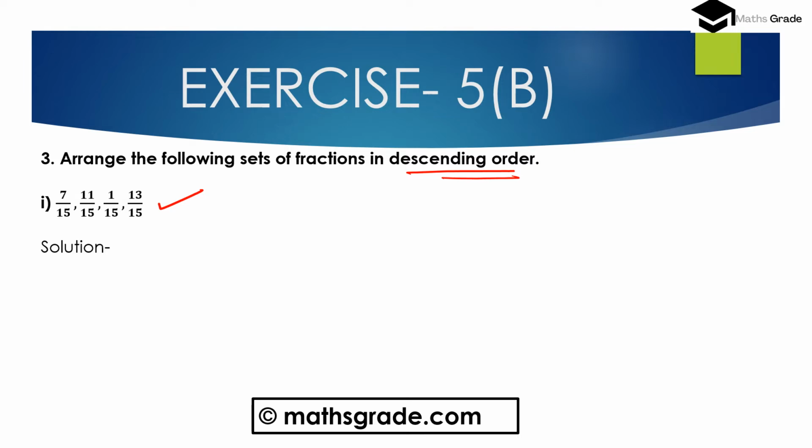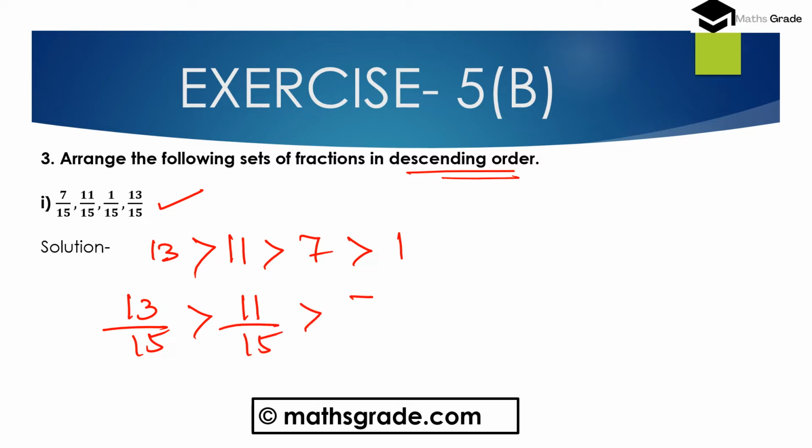So here all the denominators of these fractions are equal. So we know that for fractions having equal denominators, the smallest number in the numerator is the smallest fraction and the greatest numerator is the greatest fraction. So here 13 is greater than 11 is greater than 7 is greater than 1. So 13 divided by 15 is greater than 11 divided by 15 is greater than 7 divided by 15 is greater than 1 divided by 15.